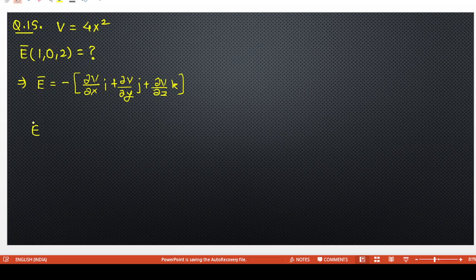Or what you can do, you can find three partial derivatives. Dou V by dou x will be what? Dou by dou x of 4x square. It will be how much? 4 x square derivative 2x, answer will be 8x.